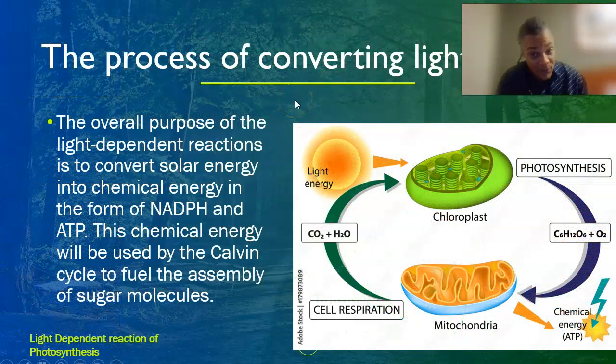Now, the process of converting light to energy isn't as simple as you might think. The overall purpose of the light-dependent reactions is to convert solar energy into chemical energy in the form of NADPH as well as ATP. This chemical energy will be used by the Calvin cycle to fuel the assembly of those sugar molecules we were talking about, better known as glucose.